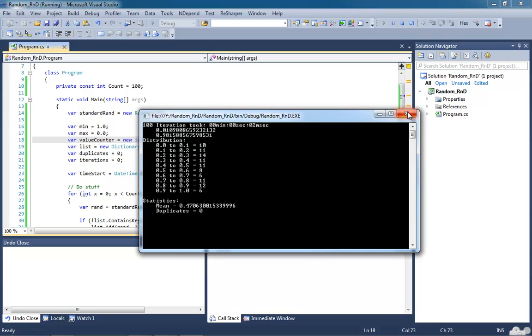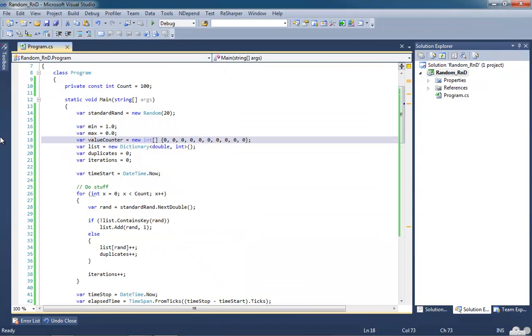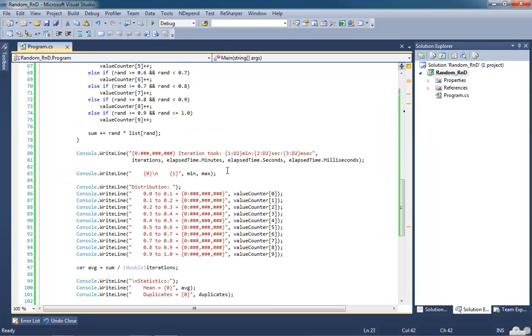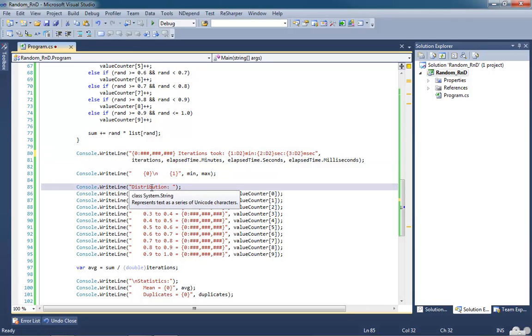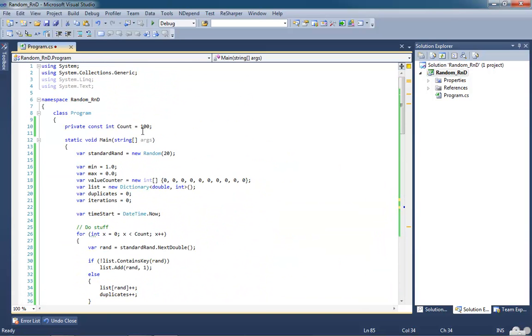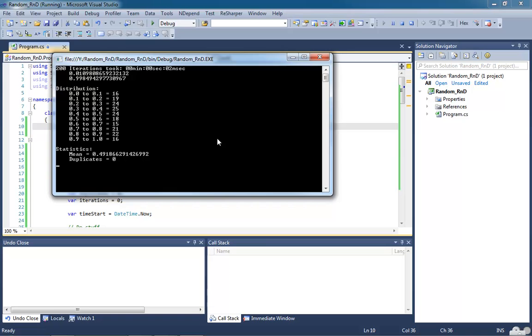So I'm going to go ahead and close this one and fix those things real quick. So mostly typos there. Distribution there. Now let's go ahead and take our count and we'll double it. We'll start off small and then we'll get up into larger numbers. Run it again. All right. First thing you notice, average 0.49. We're starting to balance out.